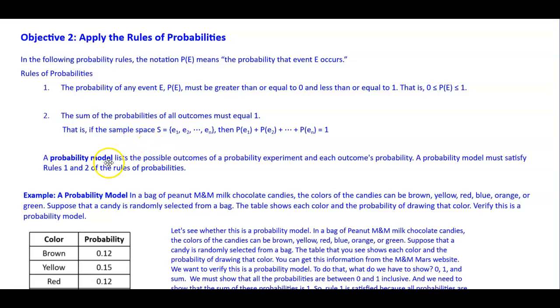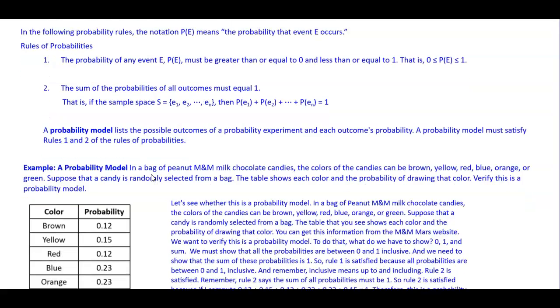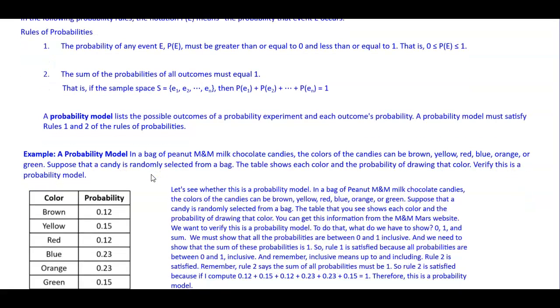Now, a probability model lists the possible outcomes of a probability experiment and each outcome's probability. And a probability model must satisfy these two rules, rules 1 and 2 of the rules of probabilities. So let's take a look at an example here talking about a probability model.